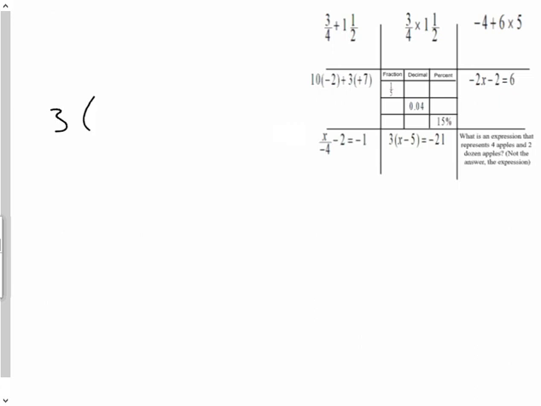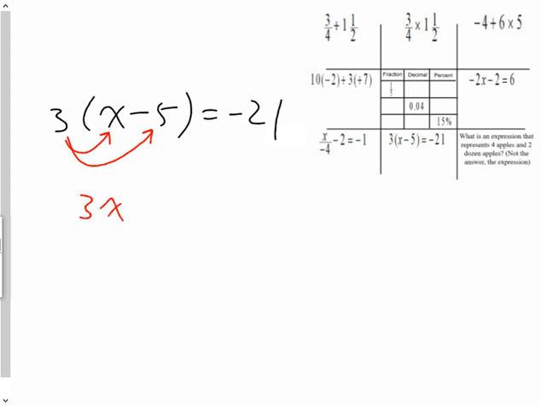Our last algebra question is distributive property, which is a new idea in grade 8. It says 3 groups of x minus 5 is equal to -21. Two ways you could solve it. You can say if I have 3 groups of x minus 5, that means I have 3 x's, and I have 3 -5's, which is 3 x's, and 3 -5's would be -15. So when I expand it using distributive property, that's what I would get.